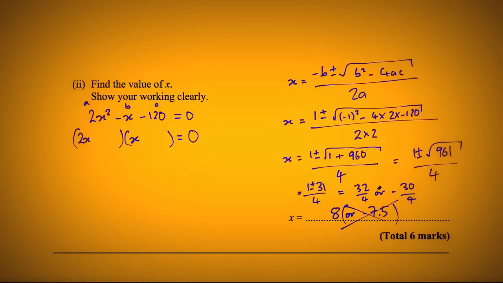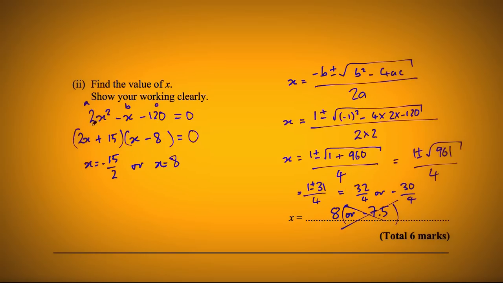Just looking at this factorizing, if it's 8 or minus 7.5, that must have been 2x plus 15. That's where the minus 7.5 goes in there, and x minus 8, telling you that x equals minus 15 over 2, which is the minus 7.5, or x equals 8. Well done if you spotted that, and that's the way you did it.